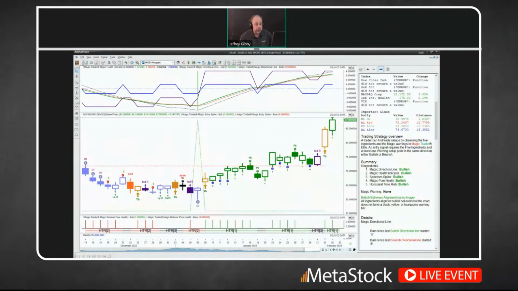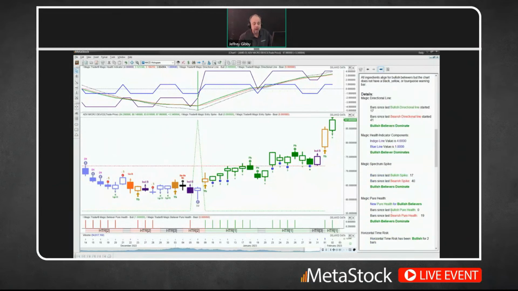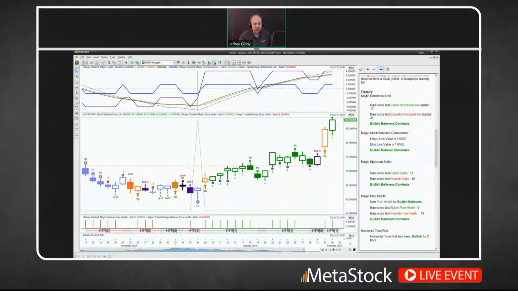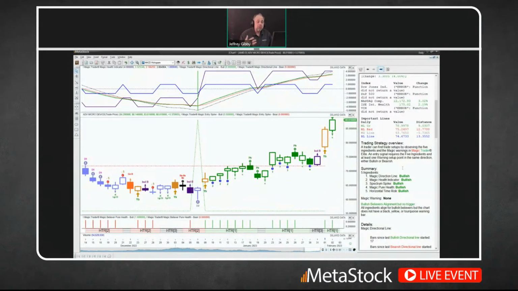So if we're looking at this chart, it's analyzing the very last bar. You can see exactly where I'm pointing on the chart. The very last bar. Your magic direction line is bullish, your magic health indicator is bullish, your spectrum spike is bullish, it's all spelled out for you. In addition, it goes into a lot of detail. I'm not going to read this all out because you can read it, but it's very, very well integrated into exactly what the software is, and it tells it for you.